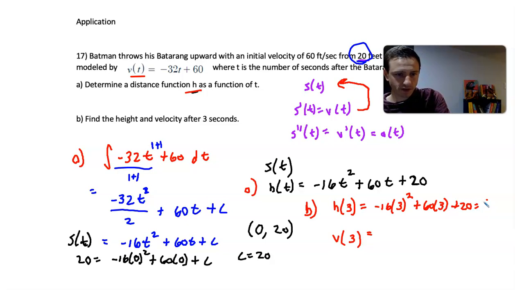So that's 56, and that's going to be feet, right? Yeah, feet. So the height after 3 seconds is 56 feet. And then the velocity after 3 seconds, that's plugging 3 into the velocity function we were originally given. So now we're going to do v of 3. This is negative 32 times 3 plus 60, which is negative 36 feet per second.